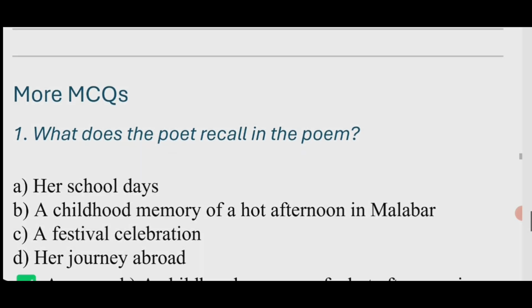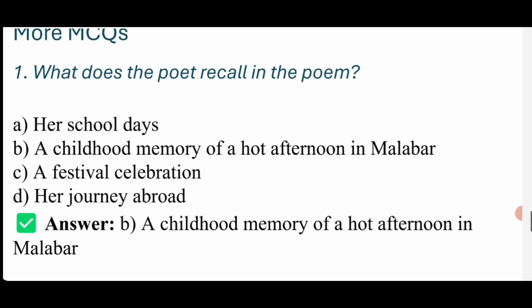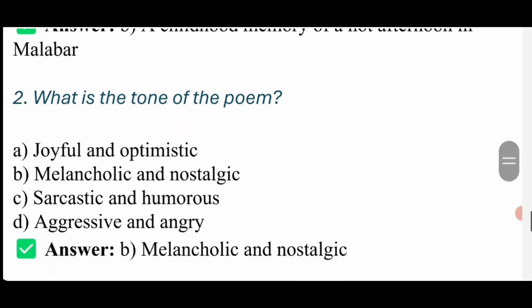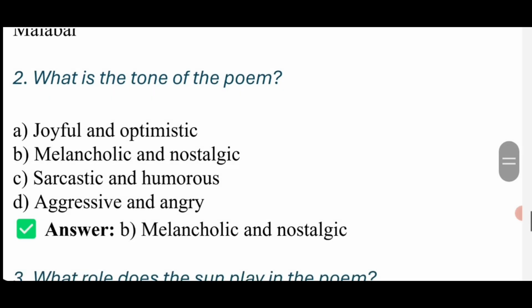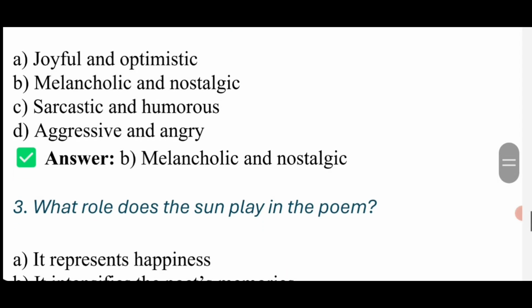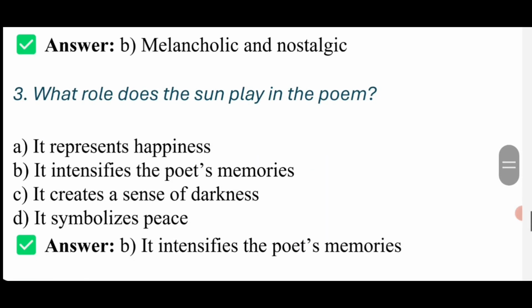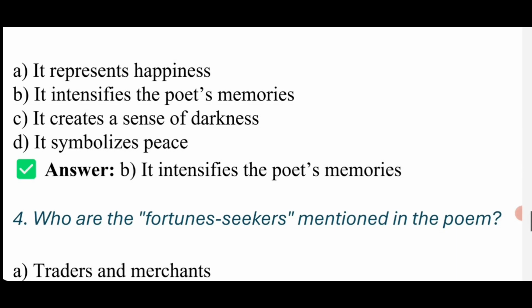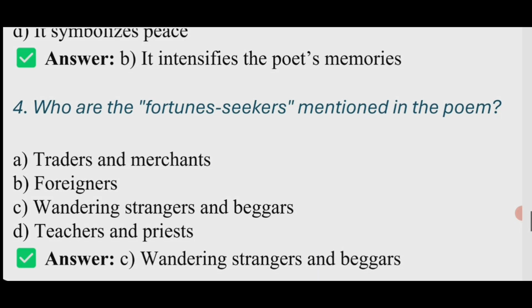What does the poet recall in the poem? She recalls a childhood memory of a hot afternoon in Malabar. What is the tone of the poem? It's melancholic and nostalgic. What role does the sun play in the poem? It intensifies the poet's memories. Who are the fortune seekers mentioned in this poem? They are wandering strangers and beggars.